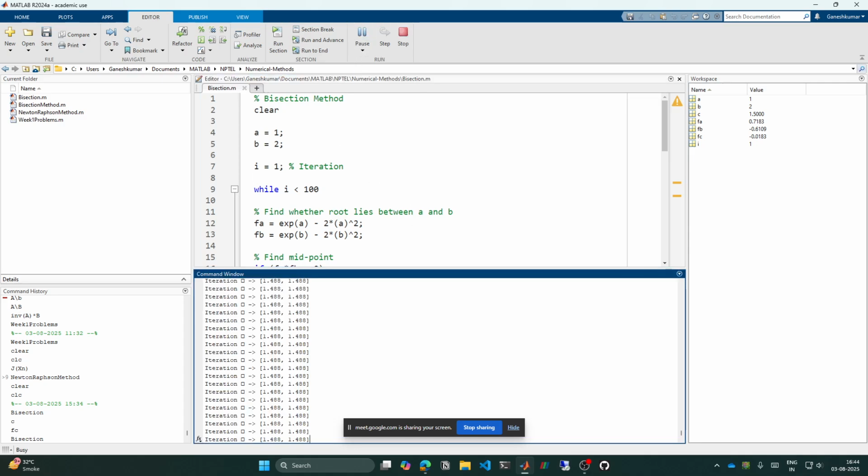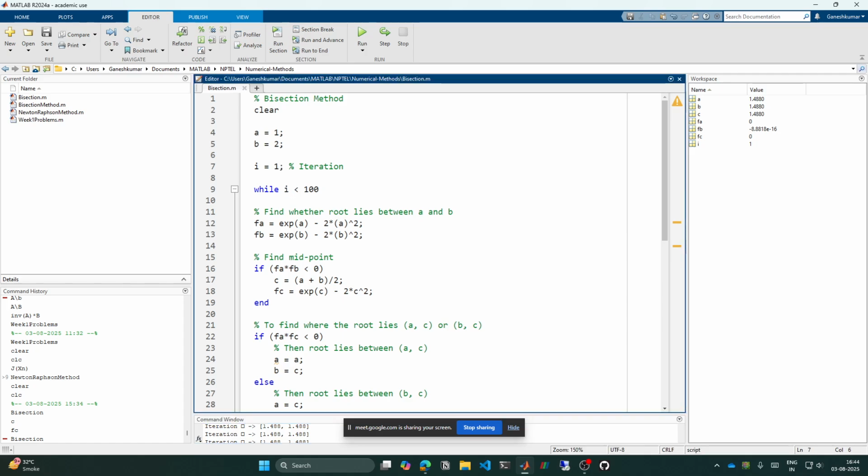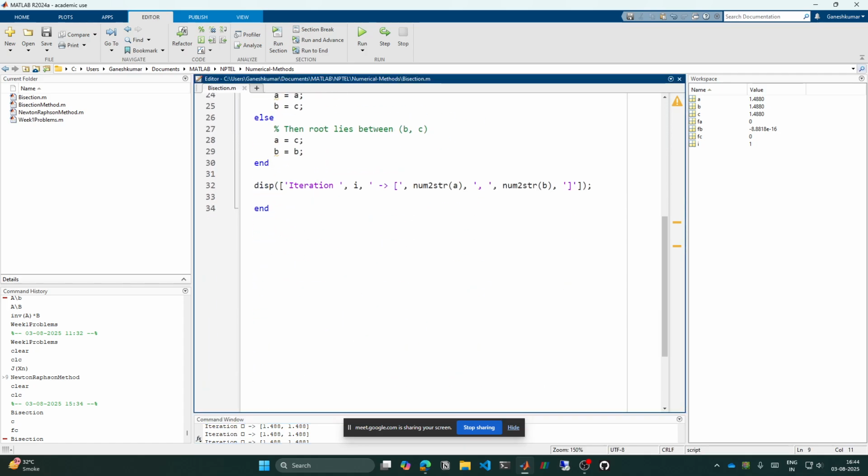Okay, yeah. So you can see here now it has converged to some value, but one more thing we forgot to do is update i. We made i less than 100, but we didn't update i, right? So we can write i equal to i plus 1 here.